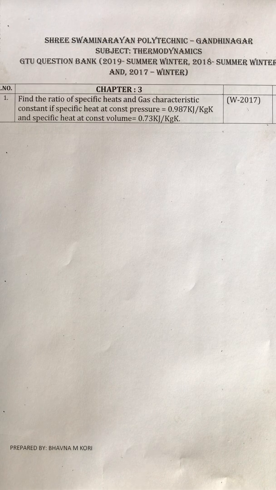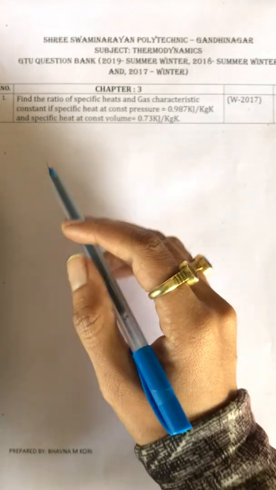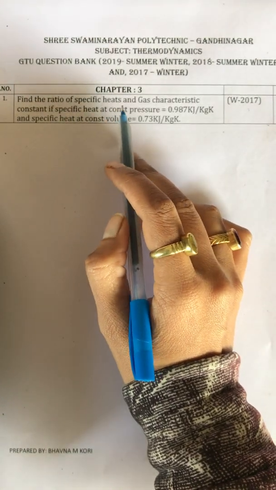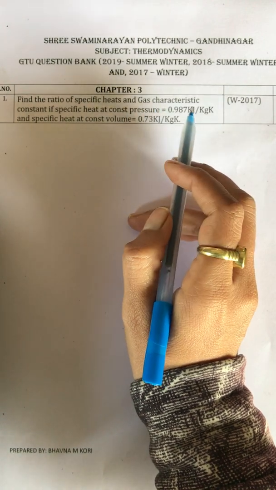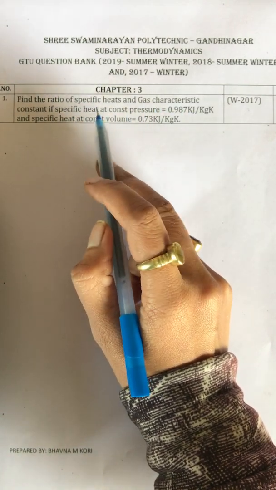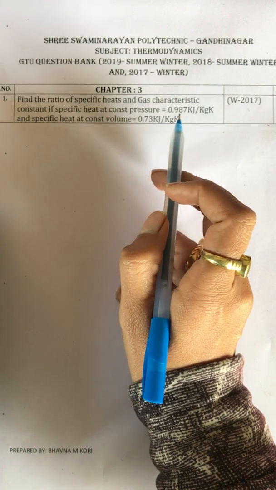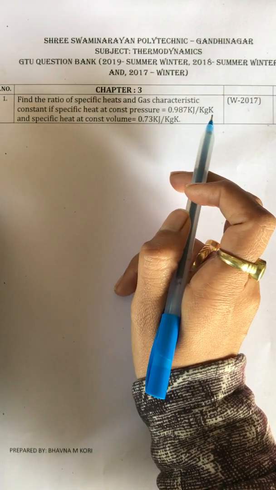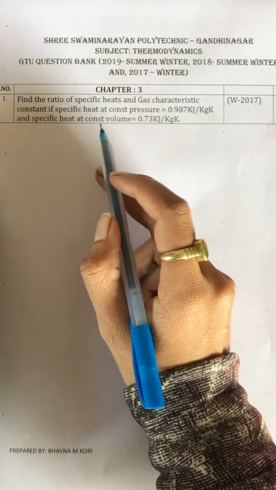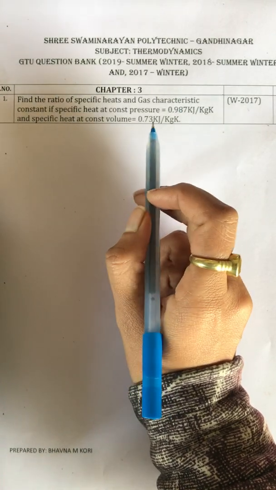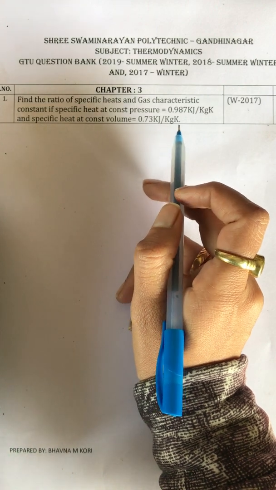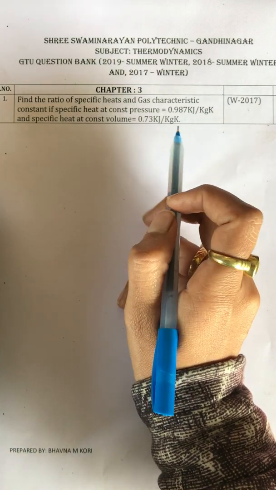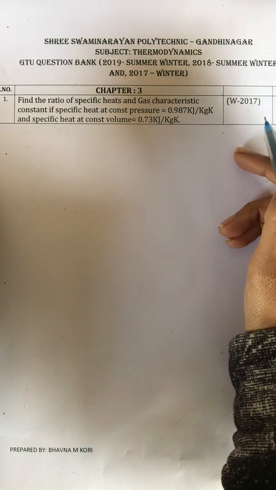Hello students, in thermodynamics chapter number 3, today we will solve the examples which were asked in GTU examination. First data: find the ratio of specific heats and gas characteristic constant if specific heat at constant pressure is 0.987 kilojoule per kilogram Kelvin and specific heat at constant volume is equal to 0.73 kilojoule per kilogram Kelvin. This example was asked in winter 2017.